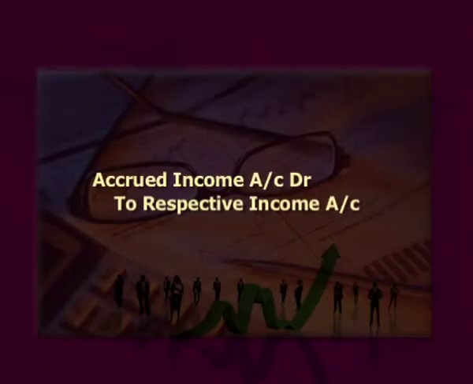What is accrued income? The income or part of income which has been earned but the amount is not received during the accounting year in which such services or goods are provided. We can see the adjustment entry passed: accrued income account is debited to respective income account. Effect in financial statement is it is added to the particular direct or indirect income falling under the credit side of trading and P&L account.